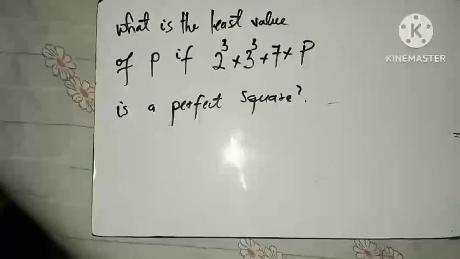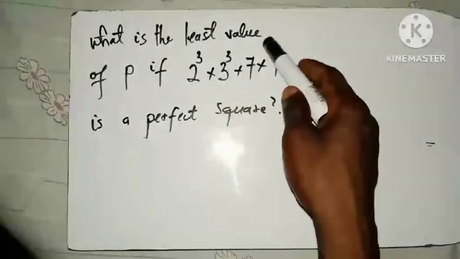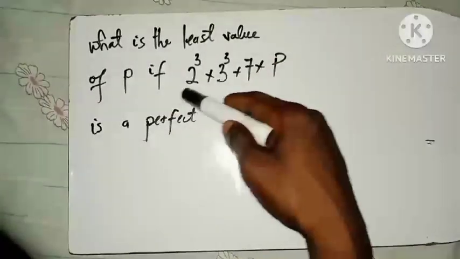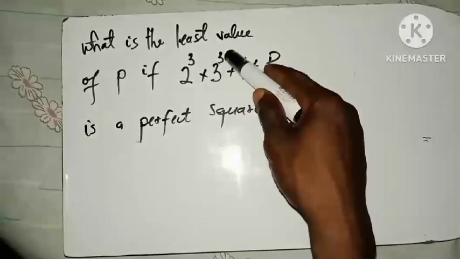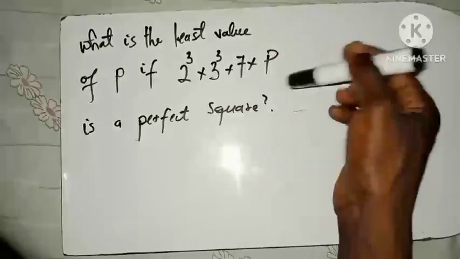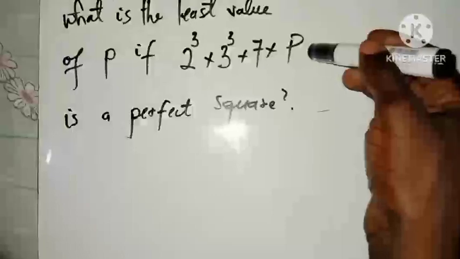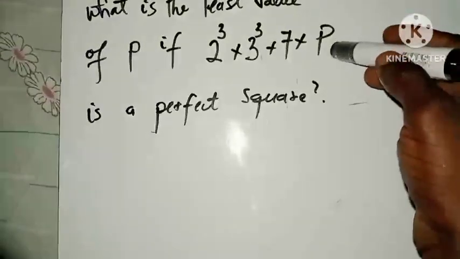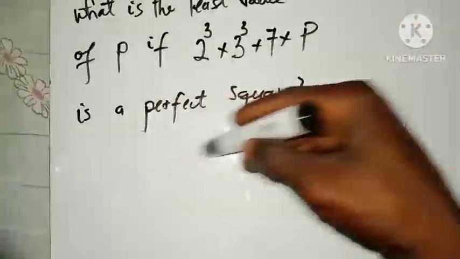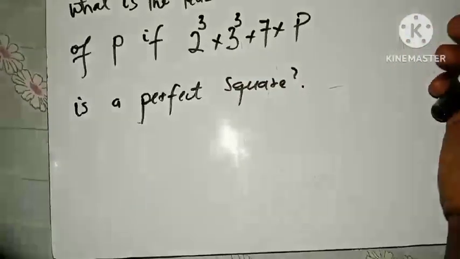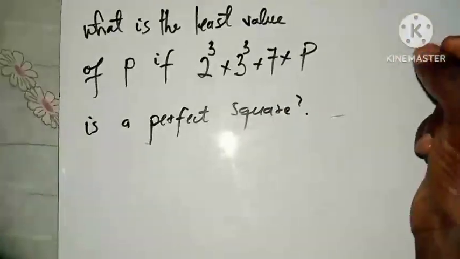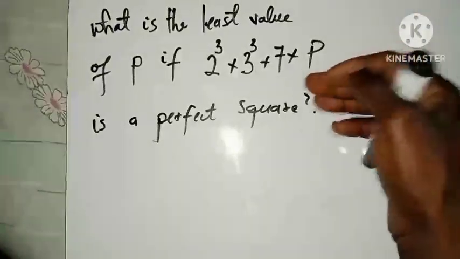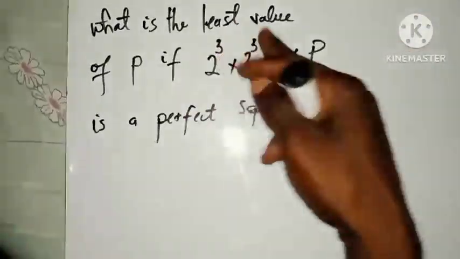This is our second question here. What is the least value of p if 2 exponent 3 multiplied by 3 exponent 3 multiplied by 7 multiplied by p is a perfect square? Where is this p coming from? Everything there is supposed to be a perfect square. If you have the idea of how to write the prime factorization of a number, you should have a perfect idea of how to write this.